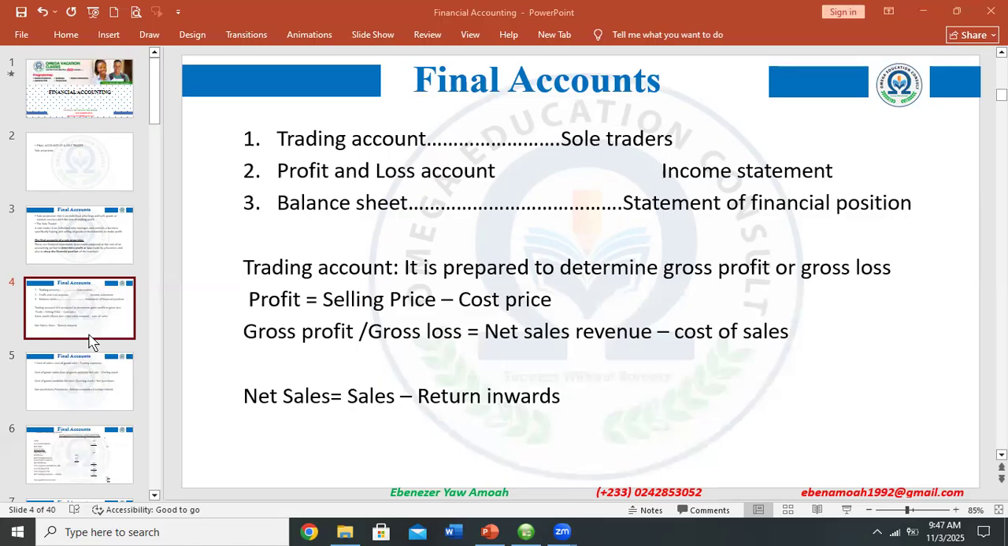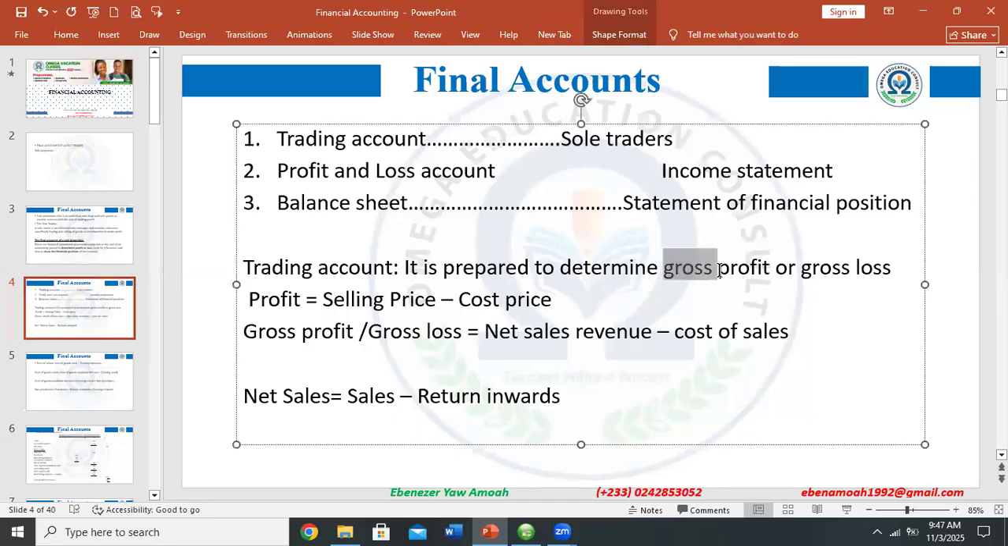ahead. So it's established that the trading account is prepared to determine gross profit. Please, in exams, if you don't add the gross, you'll be marked down. So gross profit or gross loss, always do that. How do you get this gross profit or gross loss? You compare your net sales revenue to your cost of sales.